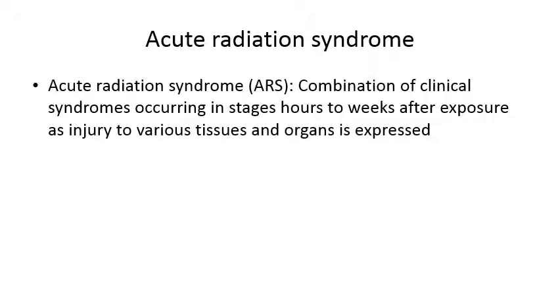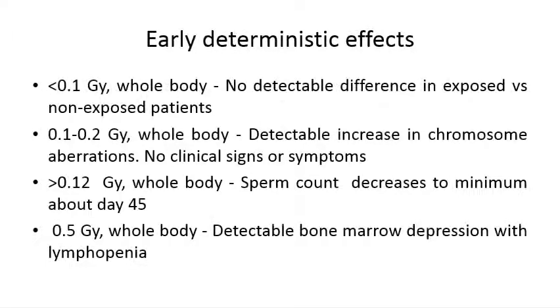Acute radiation syndrome is a combination of clinical syndromes, occurring in stages, from hours to weeks after exposure, as the injury to various tissues and organs is expressed. The three major systems affected by acute radiation syndrome are gastrointestinal, hematological, and central nervous system. The severity of acute radiation syndrome is dose-dependent.